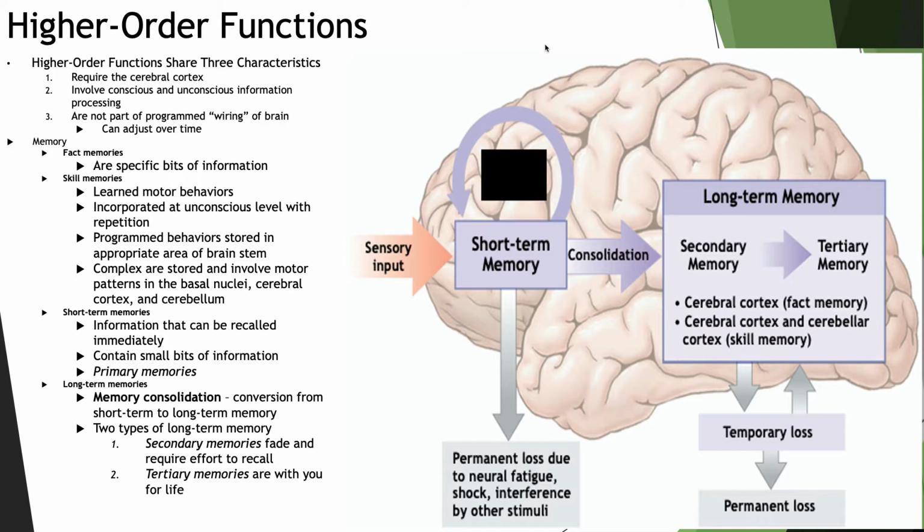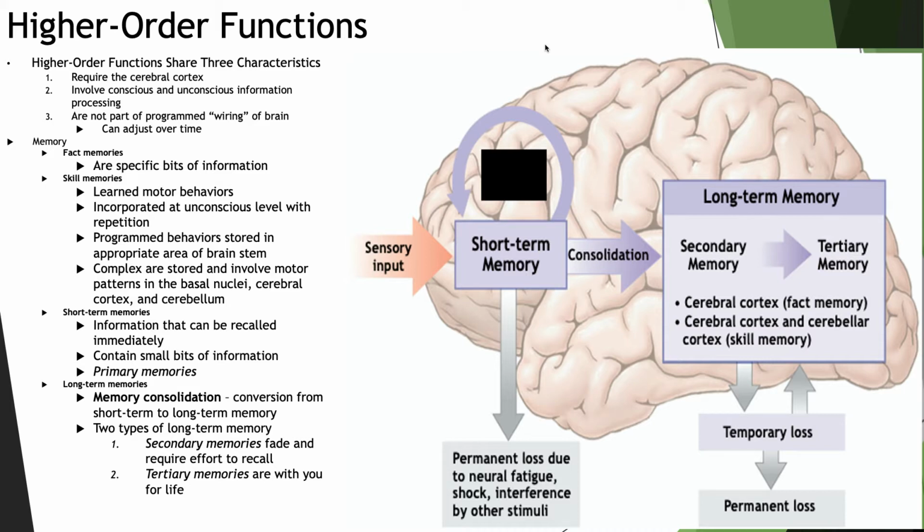Fact memories are specific bits of information, such as the color of a stop sign or the smell of perfume. Skill memories are learned motor behaviors. You can probably remember how to light a match or open a screw-top jar, for example. With repetition, skill memories become incorporated at the unconscious level. Examples include the complex motor patterns involved in skiing, playing the violin, and similar activities.